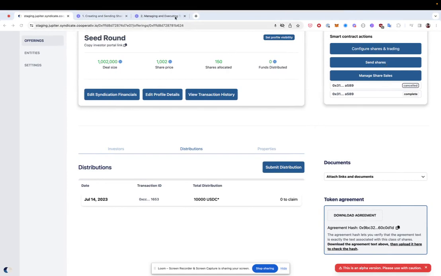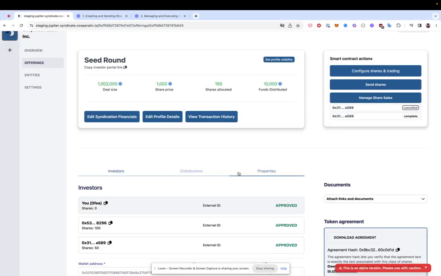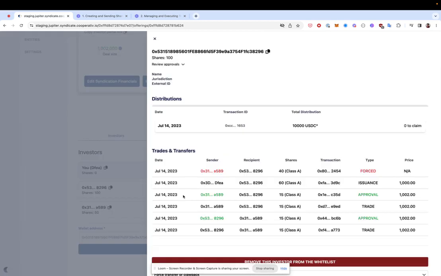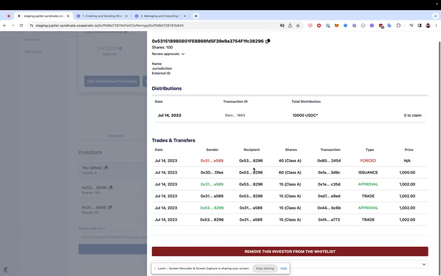And here, if we look, we can look at the history of a given investor. I think this was the one who claimed. And we can see that they've claimed their portion of this distribution. Probably this should say how much they claimed. But this investor has claimed, they've received, and therefore have 0 left to claim.